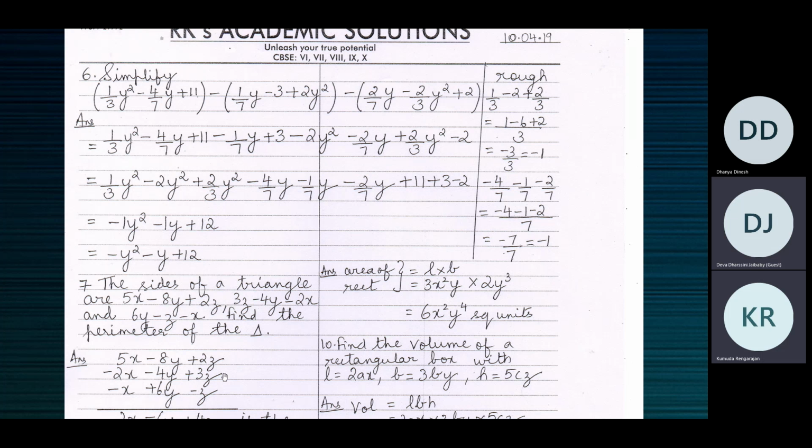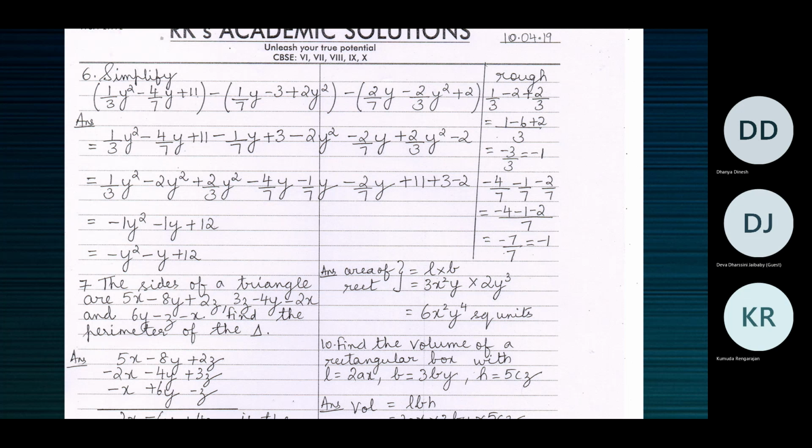Ma'am, I'm having a doubt. Yes? Ma'am, is it compulsory to change the terms in order? For the sake of presentation, if possible, you can do it, because all three expressions have x, y, and z. I can't say it's compulsory, but it will be good if you can present it like this. It's not difficult, you can do it.